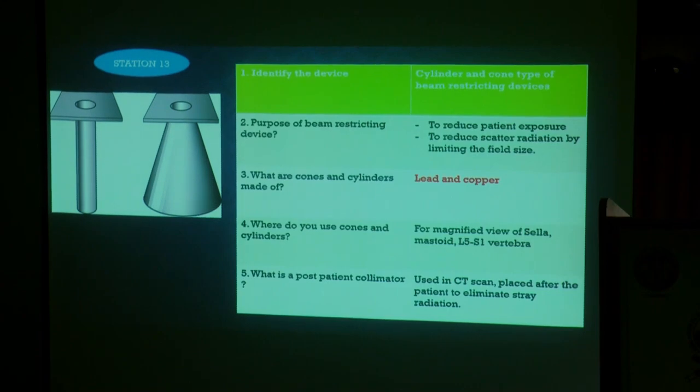Identify the device. It is a cone, it is a cylinder. So they are beam restricting devices. The purpose of a beam restricting device is to reduce the patient exposure and for magnification. Where are they commonly used in radiography? For mastoid, sella, for magnified view purposes and also for L5-S1, lumbosacral junction X-rays.